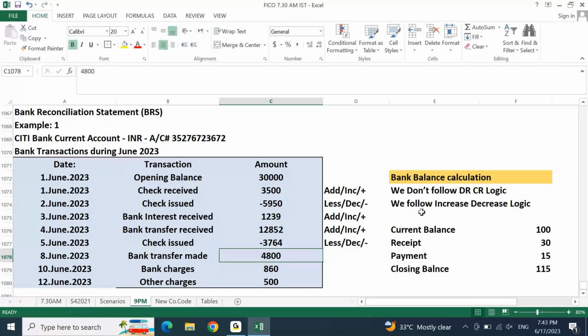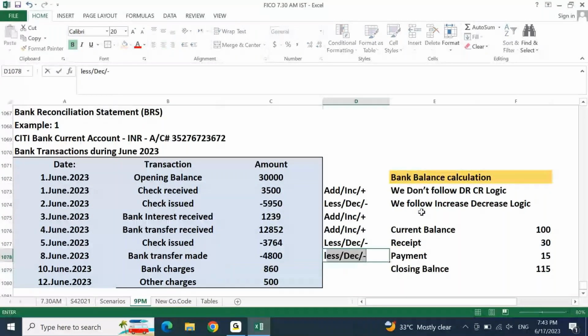Next one, bank transfer made. You have initiated a bank transfer. In this case, what will happen if you make bank transfer? Decrease. It will be a decrease because you are initiating the bank transfer, which means it's a payment from you. This is again a decrease in the bank balance. Any decrease in your bank balance will be a negative number. Right? This I'll put as again less.